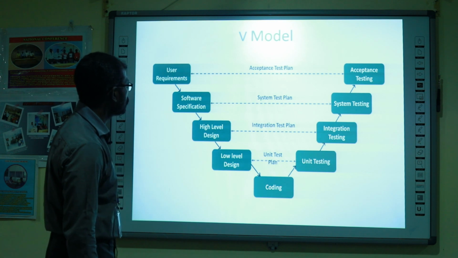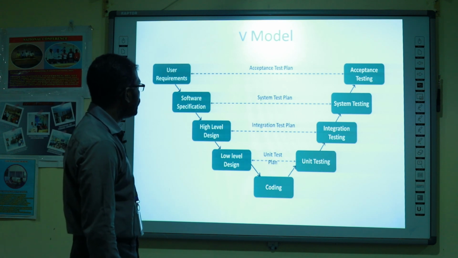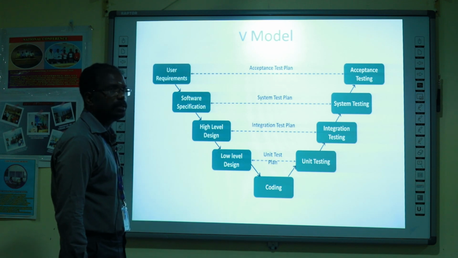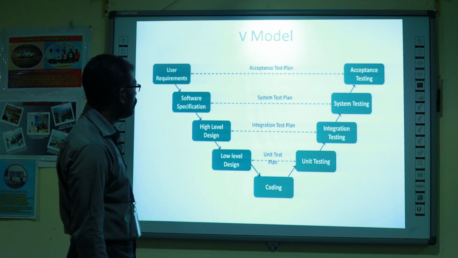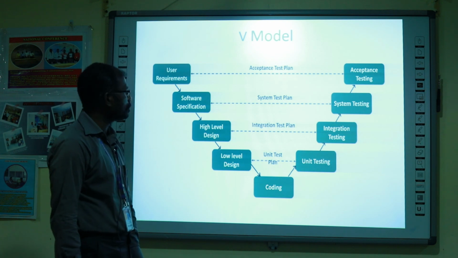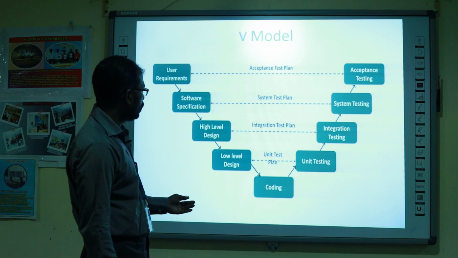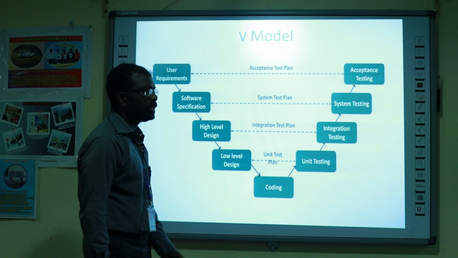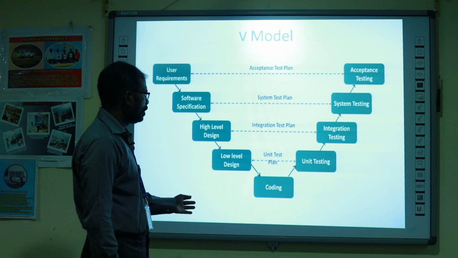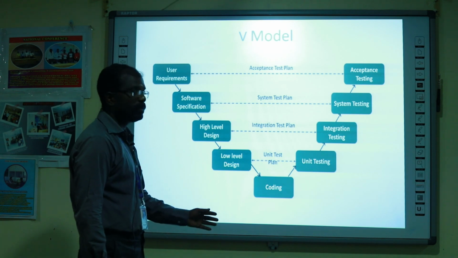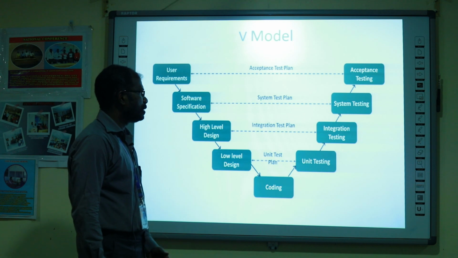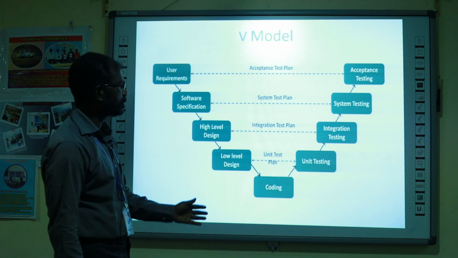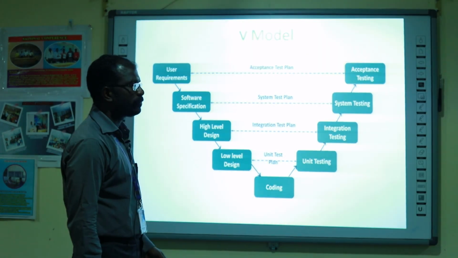Next one, software specification. For the software specification, we prepare the system test plan, what testing we are going to perform for the particular software. Next is the high level design. In the high level design, how we are going to develop the software must be defined. Next is the low level design. After the low level design, we go for the coding part. In the coding part, everything will be converted into code. Then it goes for the testing process. There are many types of testing: unit testing, integration testing, system testing, and acceptance testing. These are all the types of testing used in the software testing process.